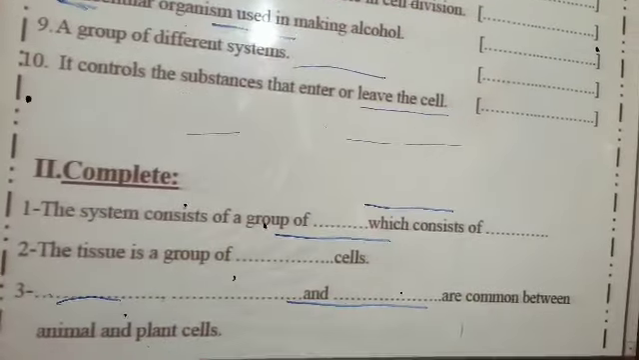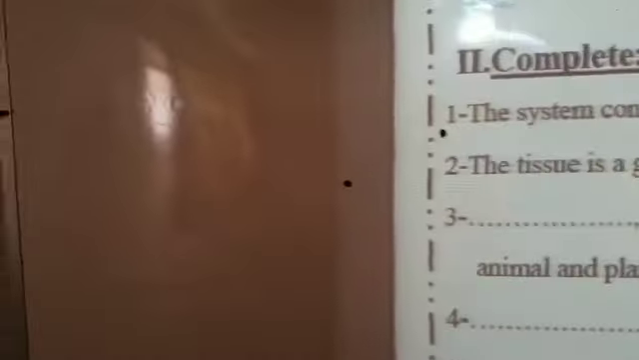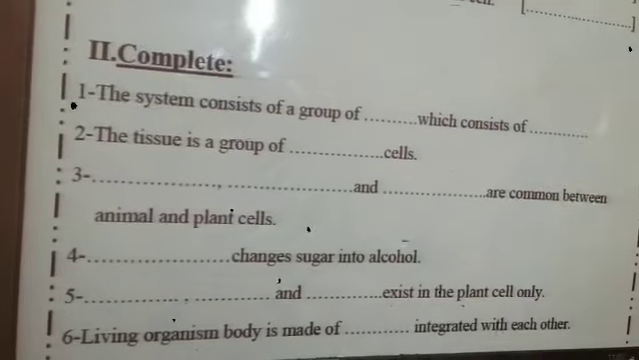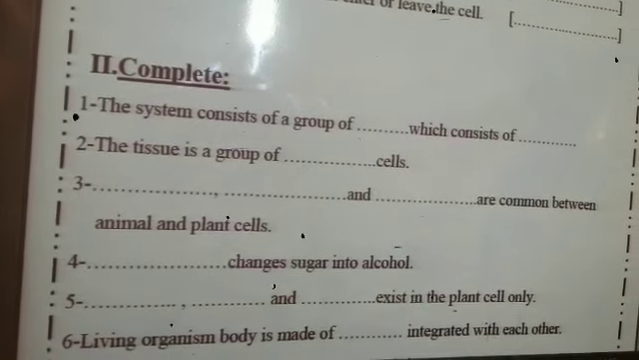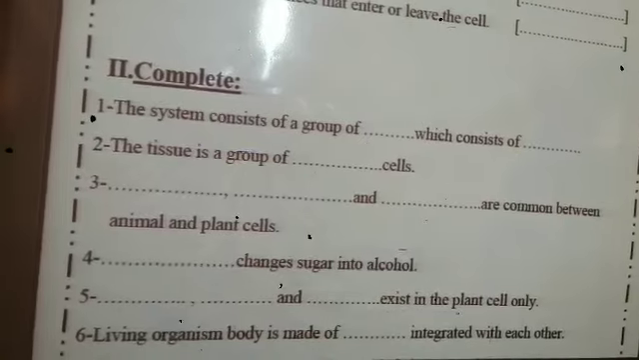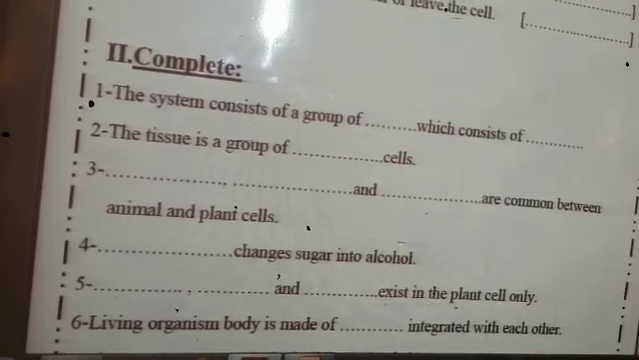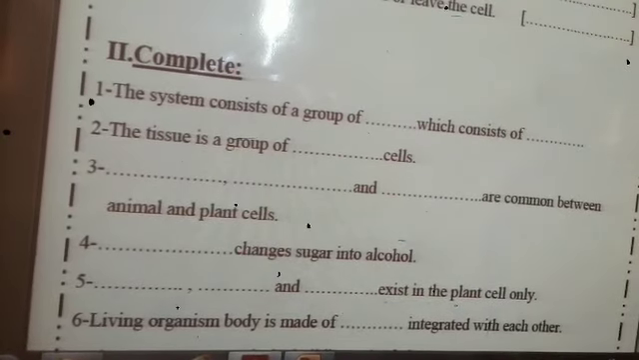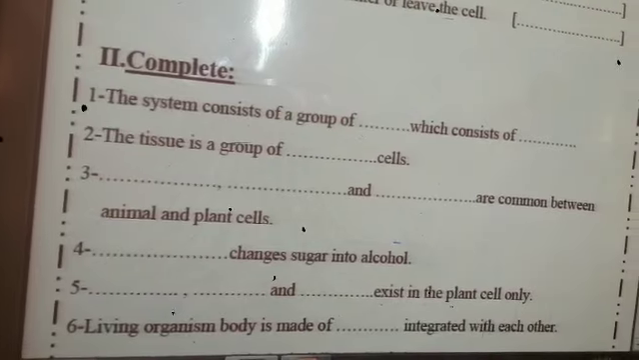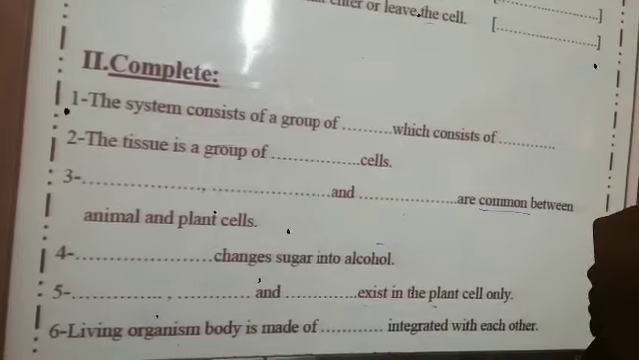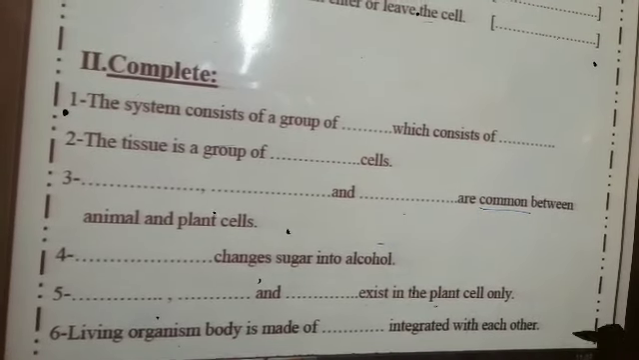Here, question 2 complete. Number 1, the system consists of a group of space, which consists of space. Here we discuss together the body from the descending order, from the biggest to the smallest. Number 2, the tissue is a group of space cells. Number 3, space and space and space are common between animal and the plant cells. Common means something here and there. I can find it in the plant cell and in the animal cell.